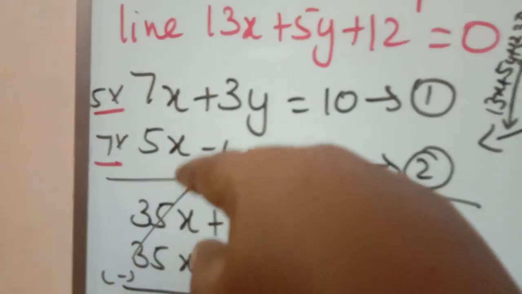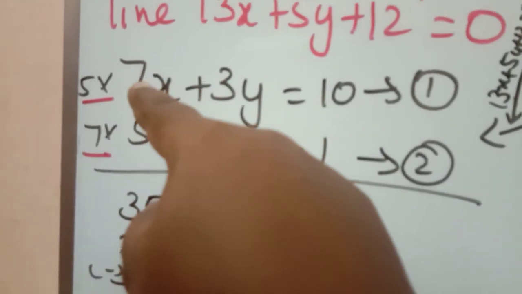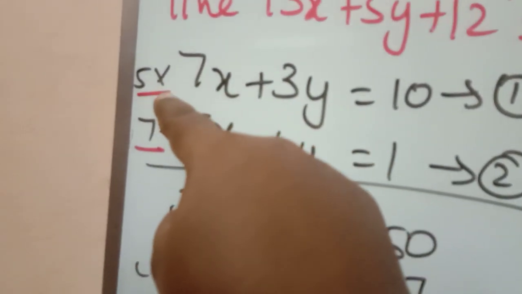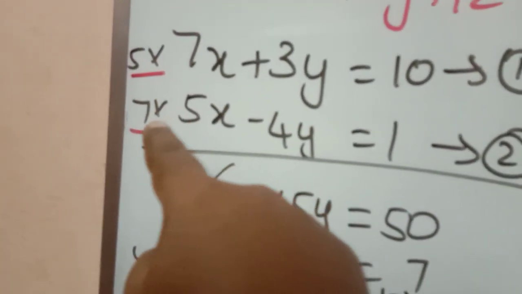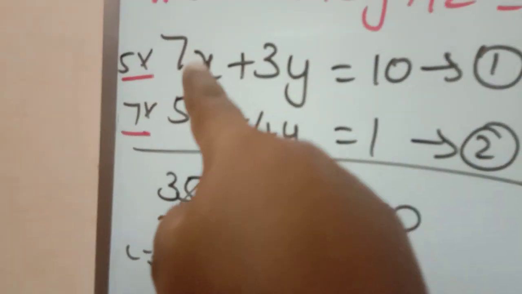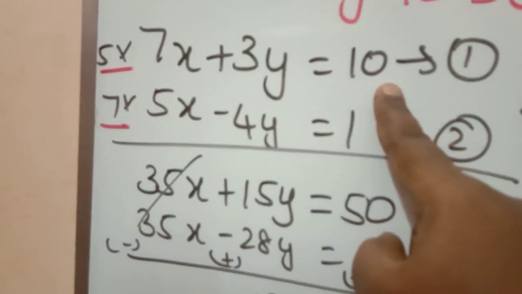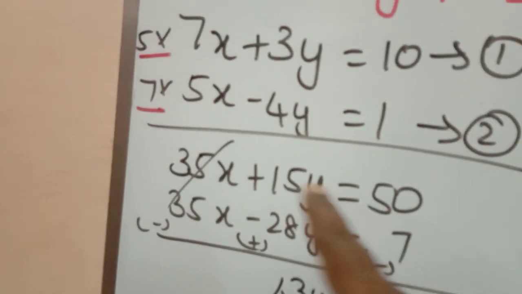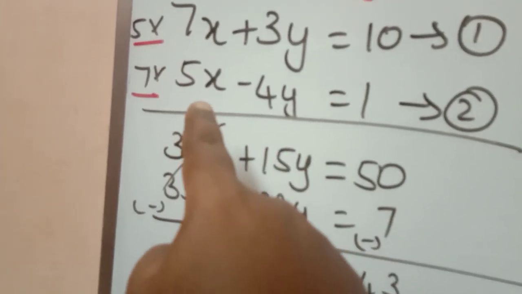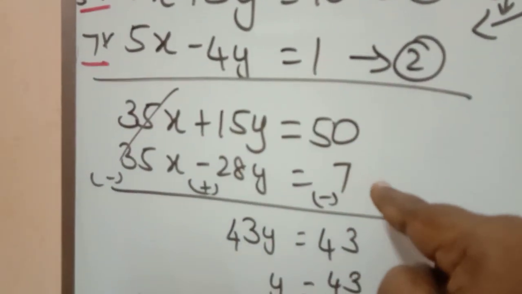Now I am going to eliminate x. The LCM of 7 and 5 is 35. So we want 35 here; we have to multiply by 5, and here we have to multiply by 7. Multiply 5 with the entire equation: 35x plus 3 5s are 15y is equal to 10 5s are 50. Second equation, we multiply all the terms by 7: 35x minus 28y is equal to 7.